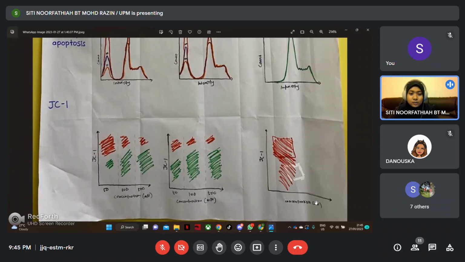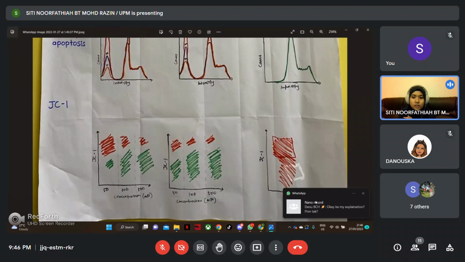JC1 is related to dual fluorescence. JC1 exhibits green fluorescence if it only exists in its monomer form. To know whether the cell is healthy or not, it depends on the mitochondrial membrane potential. When JC1 aggregates inside the mitochondria, it shows that the cell is healthy.